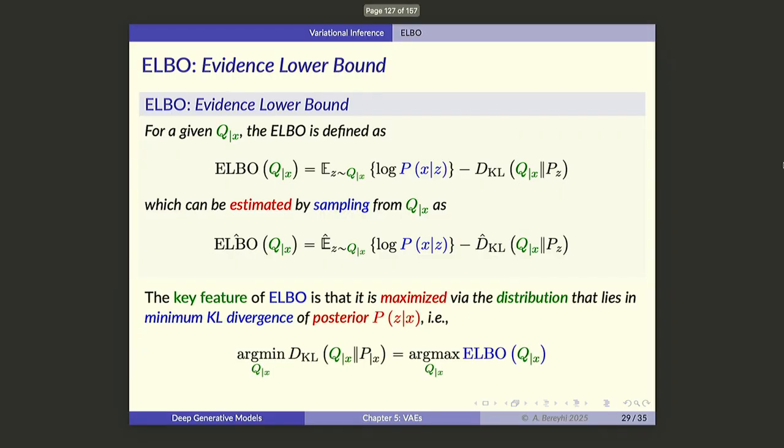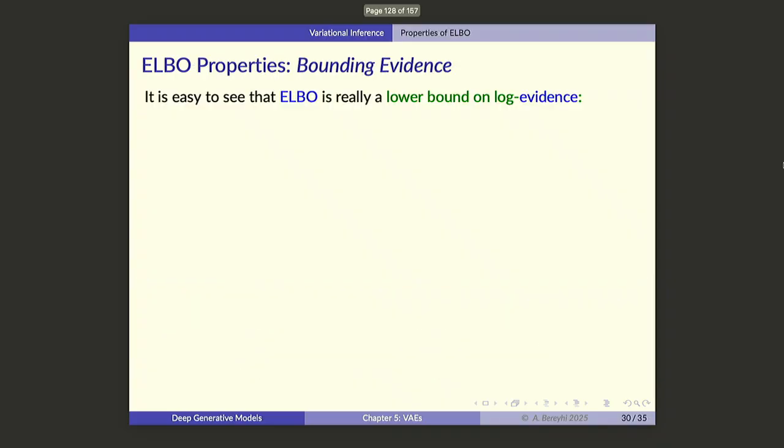Now, a key property of ELBO is that if I think about a general set of distributions Q, maximizing this ELBO over those distributions is equivalent to minimizing the KL divergence over those distributions, right? And this is a good thing because I have trouble computing the KL divergence between Q and the posterior, but I don't have a problem computing the evidence lower bound. Now, you might ask why we call it evidence lower bound. This is not a very hard thing to show, right?